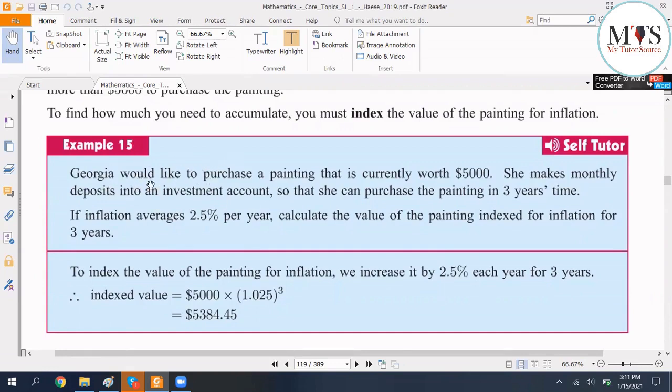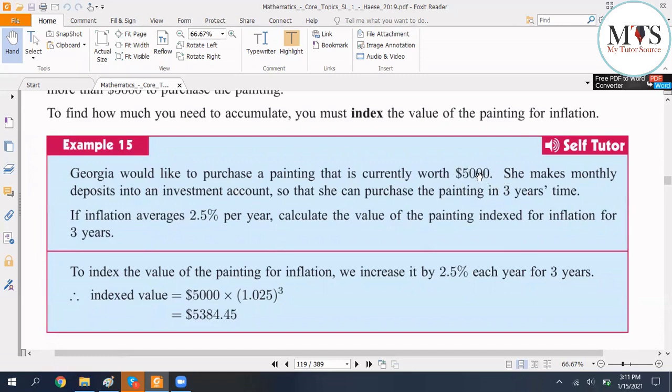Georgia would like to purchase a painting that is currently worth $5,000. She makes monthly deposits into an investment account so that she can purchase the painting in 3 years' time. If inflation averages 2.5% per year, calculate the value of the painting indexed for inflation for 3 years. So she is currently purchasing the painting that is worth 5,000.